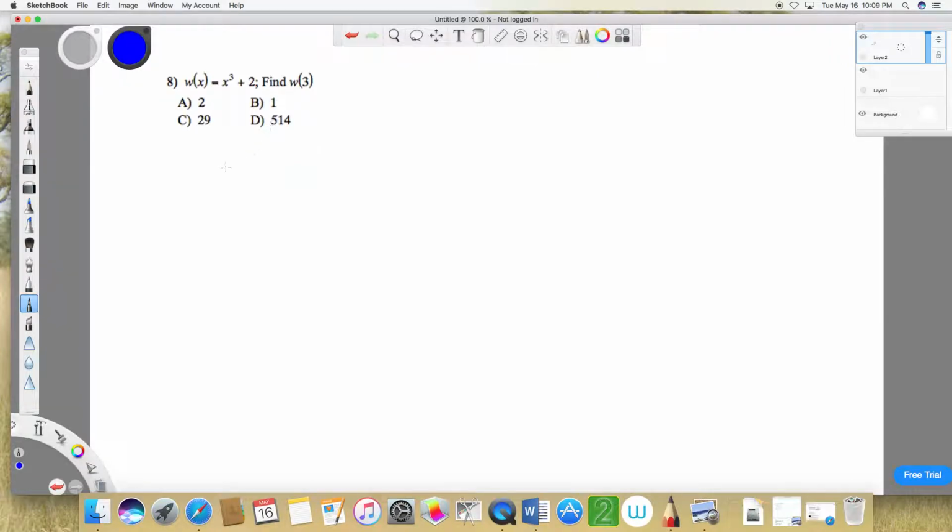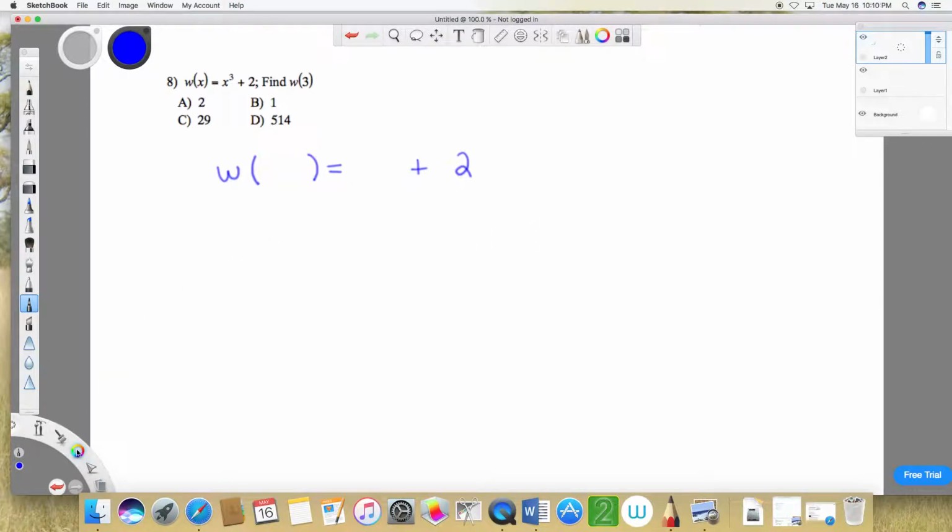We want to understand what this function w is doing to the input. So I often say this function w, it's adding two numbers together. That's what that addition is. It's adding two numbers together, and the second number is always 2. This function is very consistent.